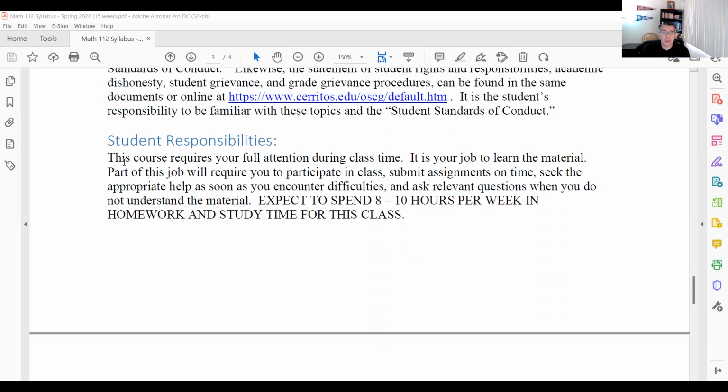Student responsibilities. This course requires your full attention during class time. Class time is just going to be asynchronous in this case. It is your job to learn the material. Part of this job will require you to participate in class, submit assignments on time, seek the appropriate help as soon as you encounter difficulties, and ask relevant questions when you do not understand the material. Expect to spend 8 to 10 hours per week in homework and study time for this class.